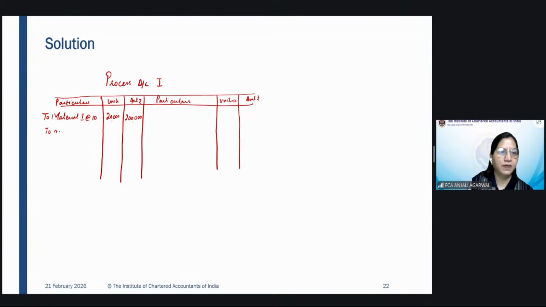Then you have subsequent material also, which is 60,000, to labor or wages, to overheads. By normal loss at the rate of 8%. So 8% of 20,000 would be 1,600 units of kgs of raw material lost.